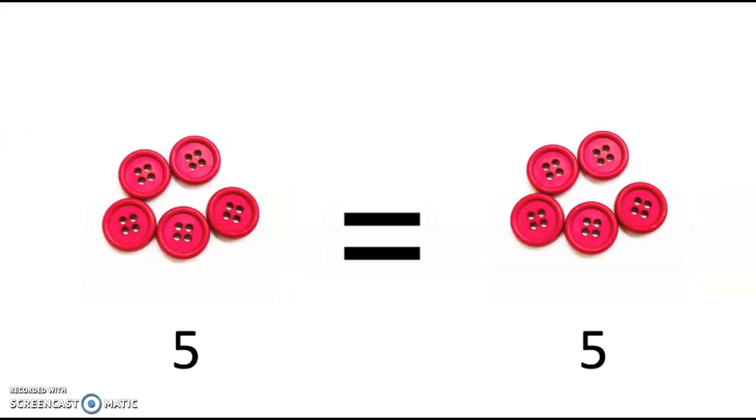Let's look again at buttons. I have 5 buttons on this side of the equal sign. I have 5 buttons on this side of the equal sign. 5 buttons is equal to 5 buttons because I have the same amount of buttons on both sides.